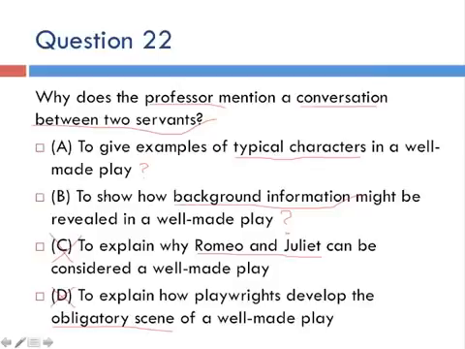Well, if you notice, the part of the answer is actually contained in the question. It's talking about the conversation between the two servants, not necessarily just the two servants themselves. So in this case, the best answer choice is answer B. It shows how background information might be revealed, because it's the conversation that gives the background information.